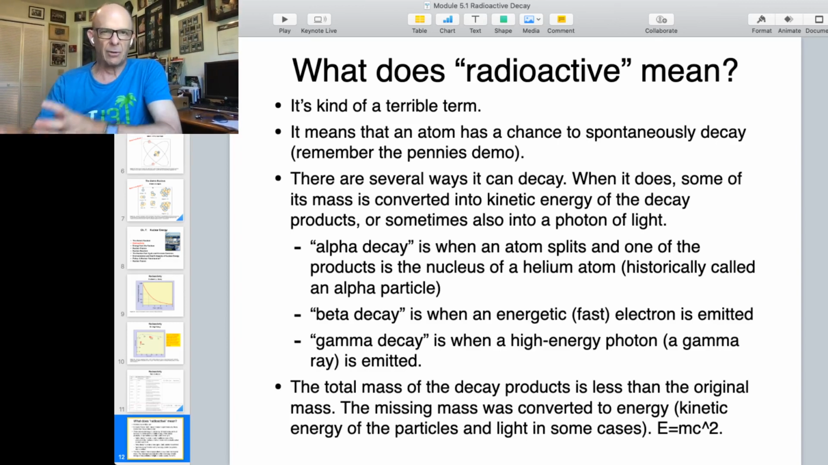And the total mass of everything after that decay, if you add it up and put it on a scale, is less than the mass of what you had in the first place. And that missing mass is the M in E equals mc squared. So look at the example problems on solving problems with radioactive decay, and we'll see how that feeds into the production of energy in nuclear power plants in the next part.